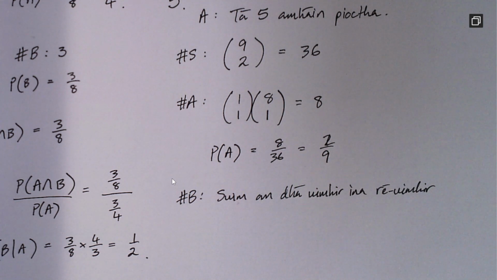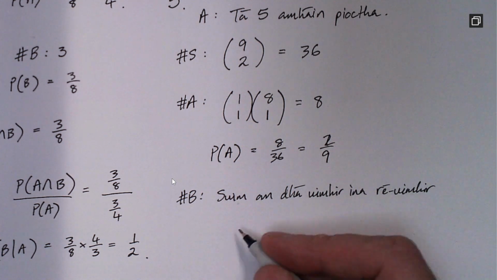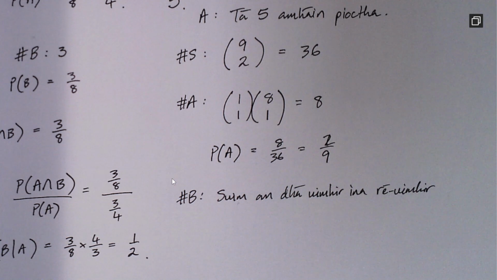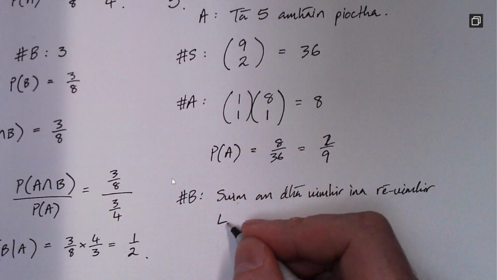Okay, so to make the sum even, is it odd or even? Obviously to make an even number, either they both have to be odd or they both have to be even. Either two even numbers or two odd numbers.